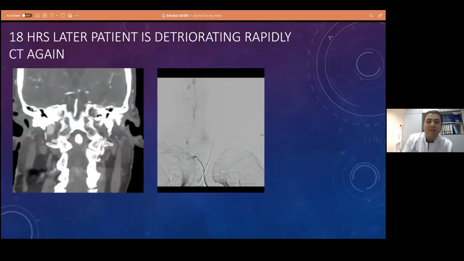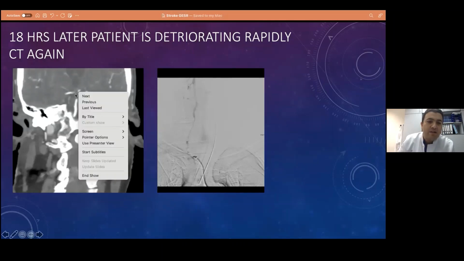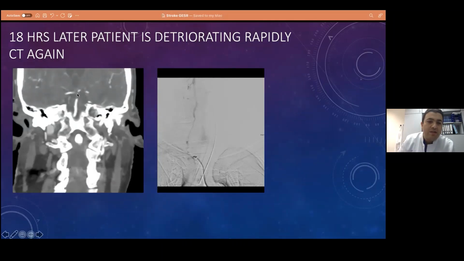But 18 hours later, the patient is deteriorating rapidly, and we did the CT again, and she has a basilar artery thrombosis. If you see here in the basilar tip, it's a thrombosis in the very distal part. As I knew, I took her directly to the angiography. We didn't do any perfusion again because now I don't need it. I already know that she had a deficit.